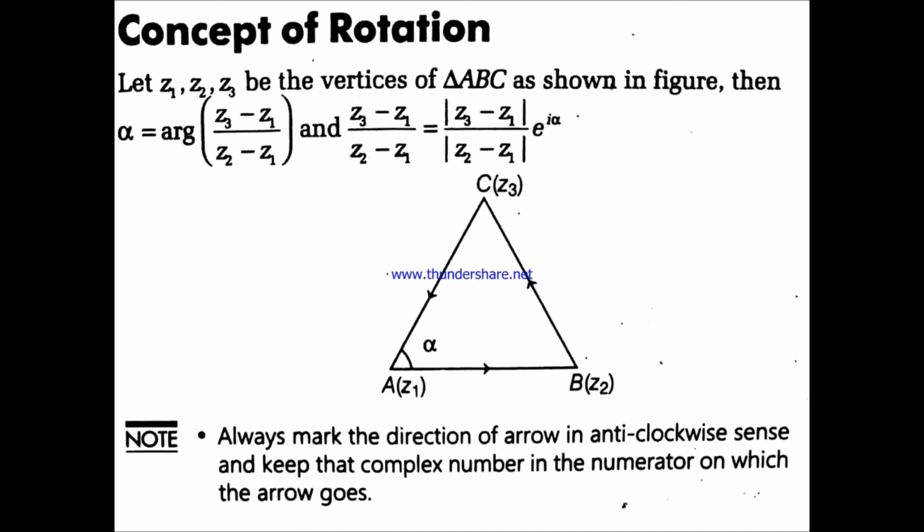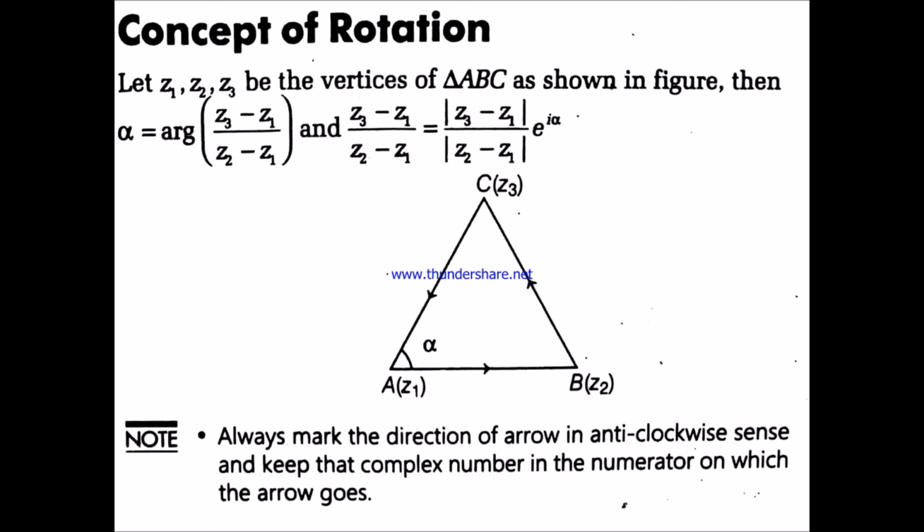Now we have to find the value of alpha. So what is alpha equal to? Alpha is the argument of (Z3 minus Z1) by (Z2 minus Z1). Why? Because, as we can understand, alpha is the angle between the Z2 Z1 vector and the Z3 Z1 vector.